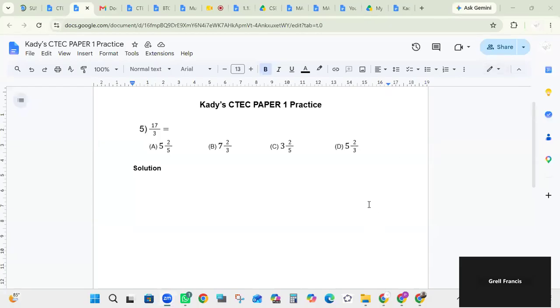So, Kelly, this is the question you said you have difficulty with, right? Yes, sir. So, basically, you understand that this fraction, 17 over 3, is an improper fraction, right? Yes, sir. Okay, so that's the first step. You have to identify that 17 upon 3 is an improper fraction because the numerator is greater than the denominator.